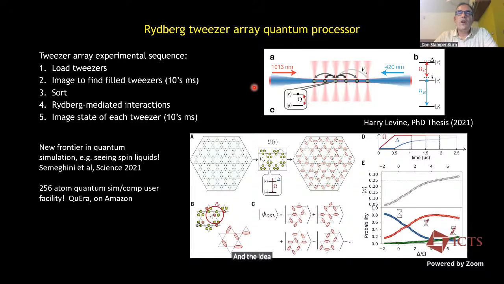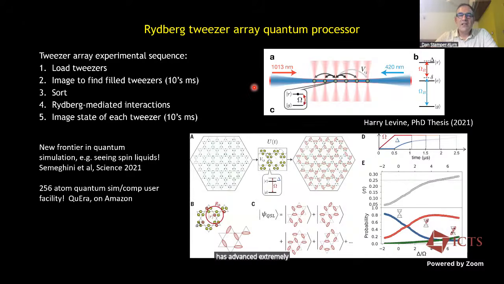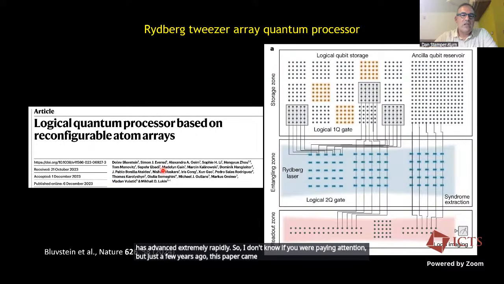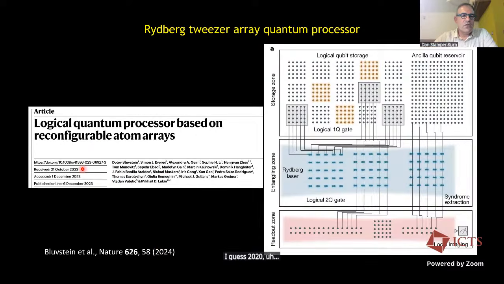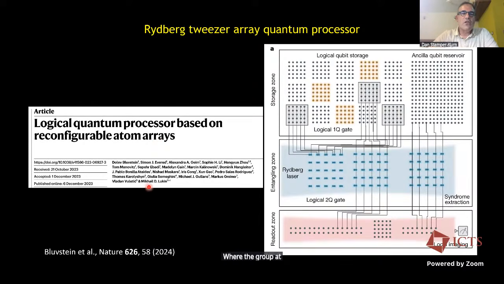And the idea of building a quantum computer using an array of atoms that are excited out to Rydberg levels has advanced extremely rapidly. So I don't know if you were paying attention, but just a few years ago, this paper came out, I guess 2023, actually. And this was like the spark. This is another one of these really revolutionary advances, where the group at Harvard University, led by Lukin, Vuletic, and Greiner, is able to demonstrate a quantum computing architecture. So they actually have an architecture for this thing called a quantum computer.